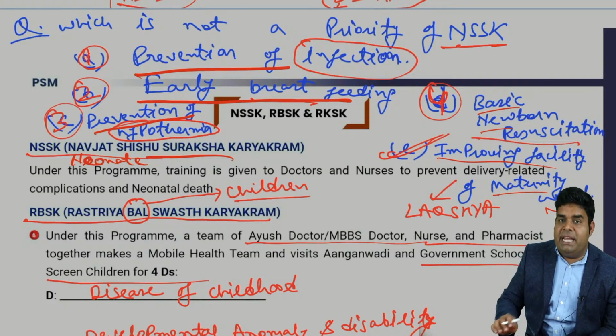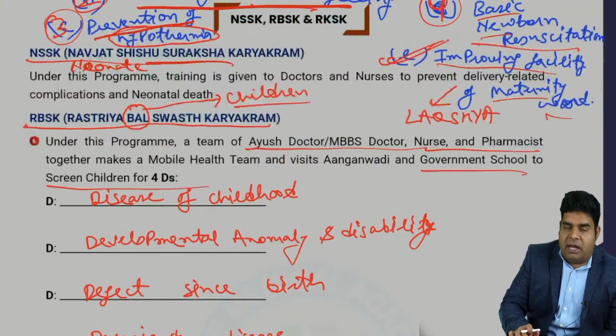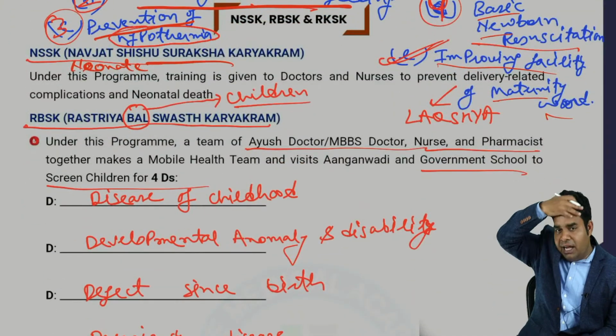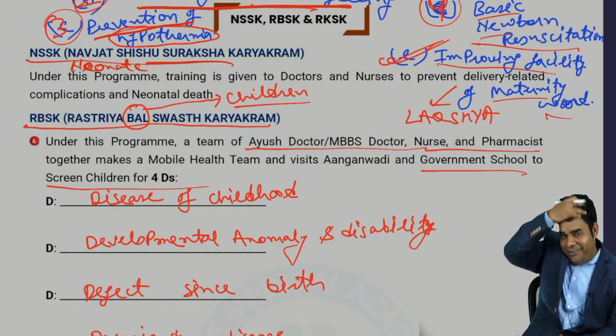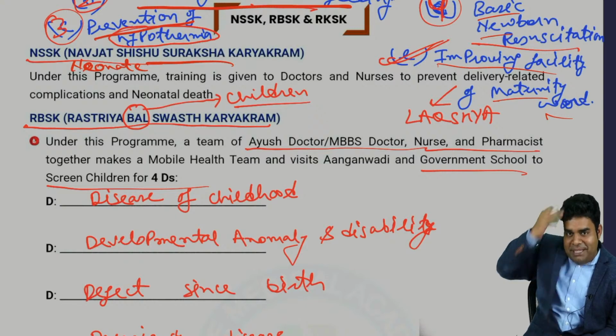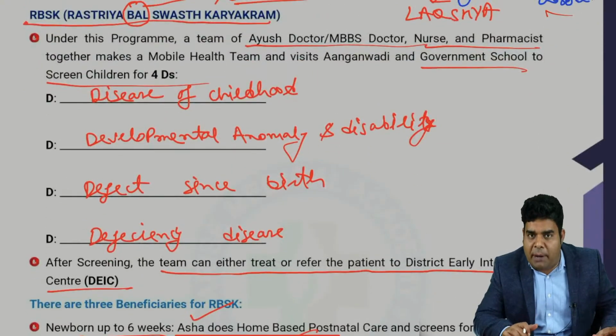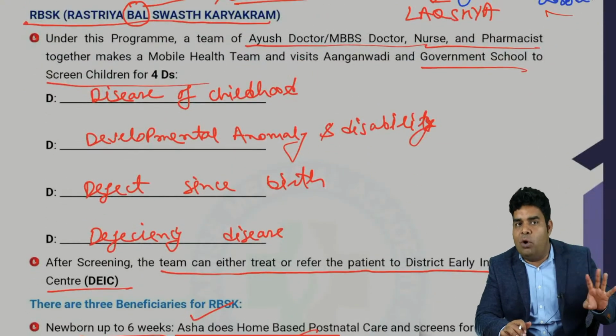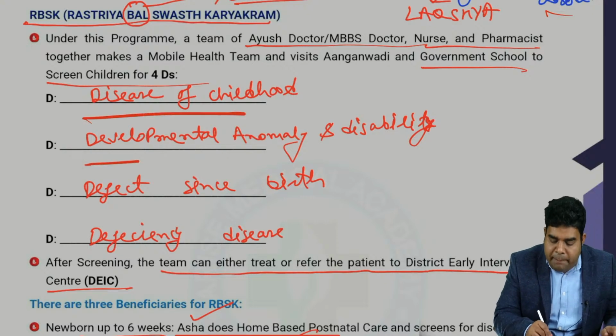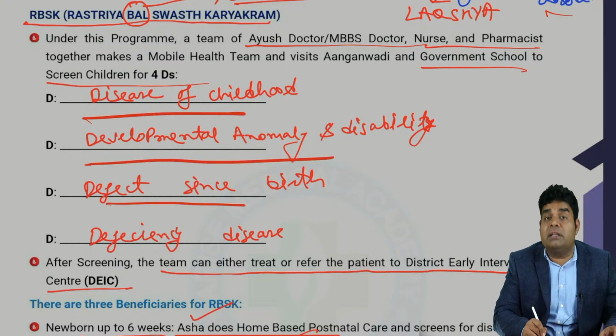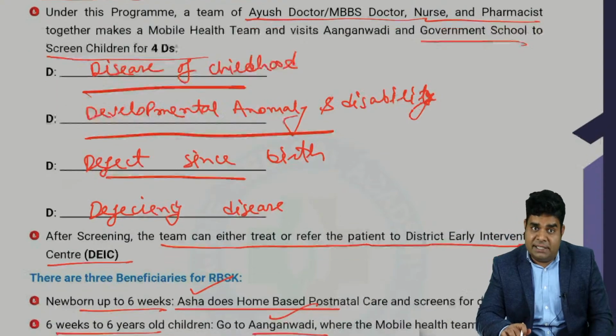next is RBSK, Rashtriya Bal Swasthya Karyakram. How do you take care of your bal? Tel laga ke? By putting oil? No. Bal means not hair. Bal means children. And for children, there is a screening program RBSK in which we screen for 4D: disease of childhood, developmental anomaly, disability, defect since birth, and deficiency disease.